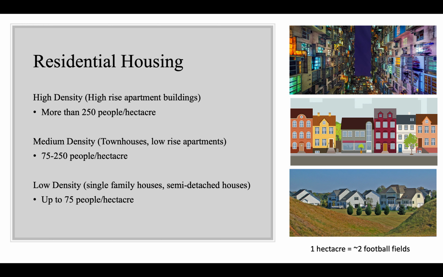There still can be a lack of privacy. Some of these windows may be kind of close. There might be noise, and other things that you would experience in the high density housing. Low density housing includes single family homes and semi-detached homes, typically up to 75 people per hectare, but usually a lot less. So here are just some homes over here.